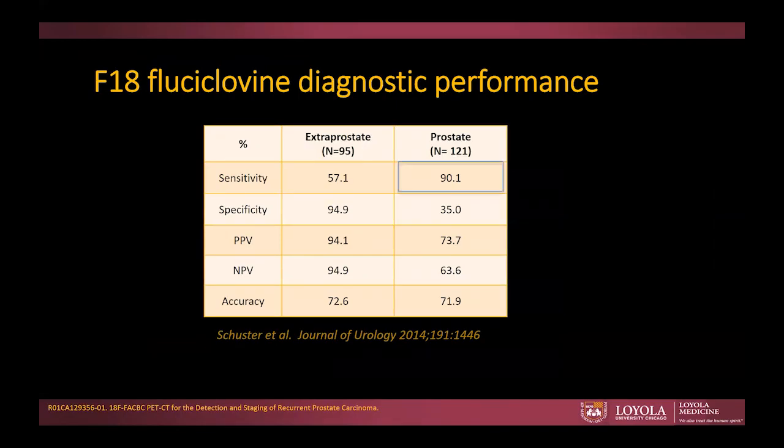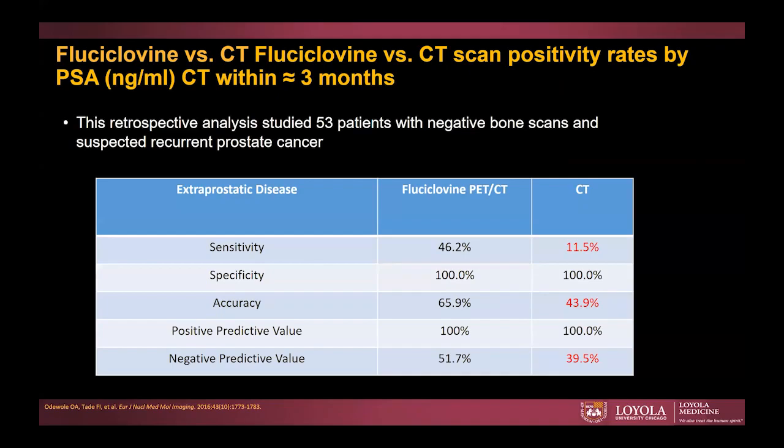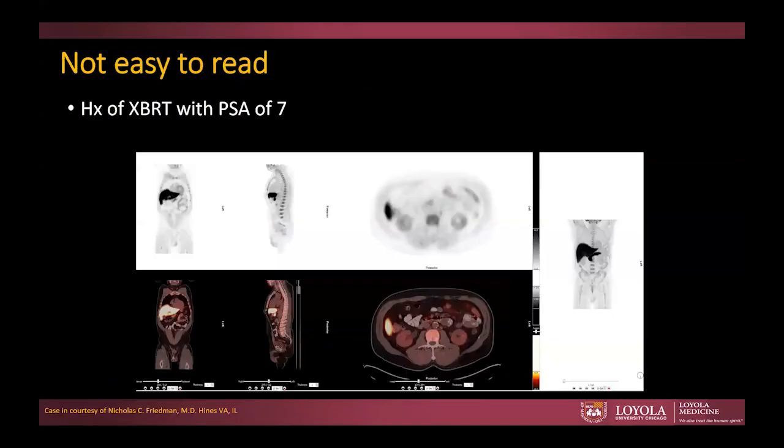Sensitivity of fluciclovine is very high for prostate local recurrence, but not very specific. As you can see, there is a high rate of false positives. For extraprostatic disease, specificity is very high. Sensitivity is 57%. It is very high compared to conventional imaging, because when you go here, you can see that if you use size criteria, sensitivity is 11% compared to 46% with fluciclovine based on uptake.